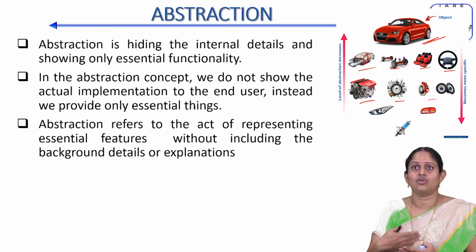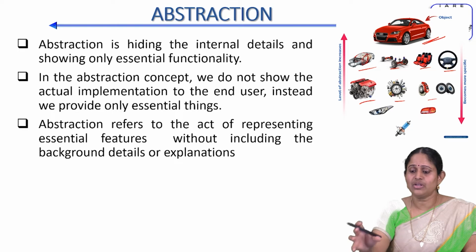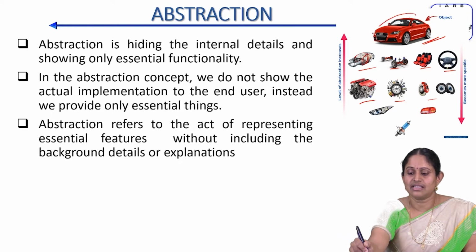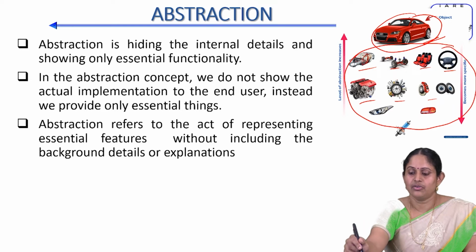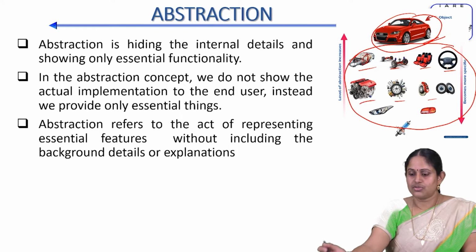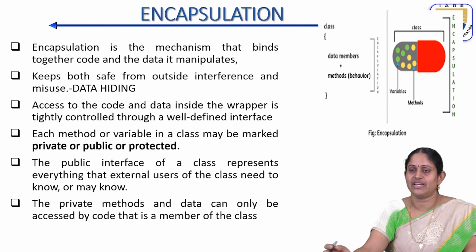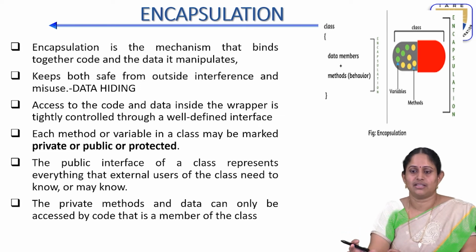The user doesn't have to worry about the internal details of that program, but just has to know about the essential requirements of it. If you consider the car, it is completely hiding all these features from the user. On using all this, we get to drive a car. So that is abstraction. Next feature is encapsulation, wherein it binds the code and the data together.